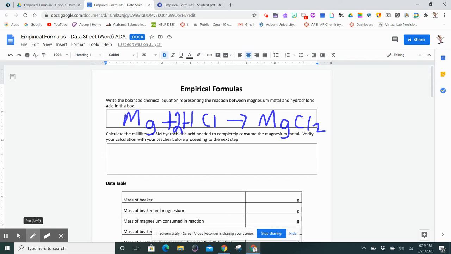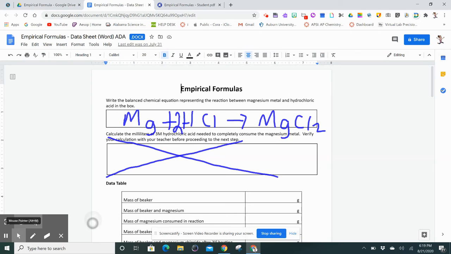Okay. It says calculate the milliliters of 3 molar hydrochloric acid needed to completely consume the magnesium. Verify this calculation with your teacher before proceeding to the next step. Okay, well, we are not using 3 molar, so we are not going to do that part of the lab. We used 1 molar, and so we're just going to leave that one for simplicity's sake.